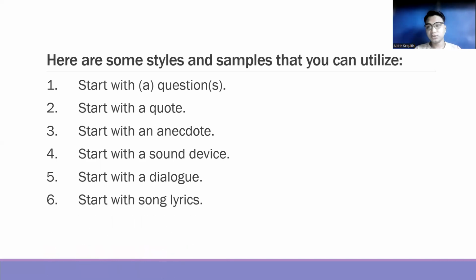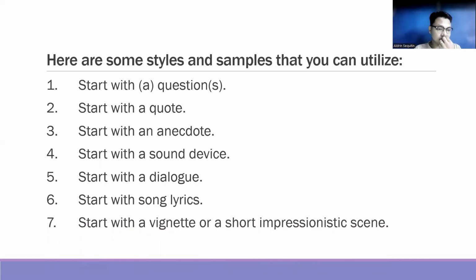Okay, and then you may also use song lyrics. Again, the message of those lyrics must be connected to your topic. And then lastly, you may also use a vignette, or short impressionistic scenes. A vignette is a detailed description of a certain event or a certain object. So it's a detailed description or discussion of that object, but it is still short. When reading a vignette, you will somehow imagine or visualize what is being written in that specific text.